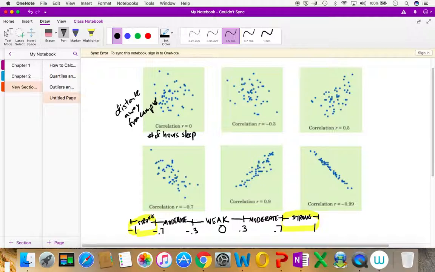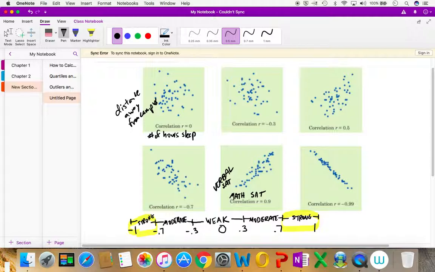Studies have shown that the more hours of sleep you get, the higher the GPA goes. So those are examples of more positive relationships. Let's jump down here to where R is equal to 0.9, where it's a very strong positive relationship. This would be, I always go back to the SAT example, like your math SAT score and your verbal SAT score. We'll say that's on the y-axis.